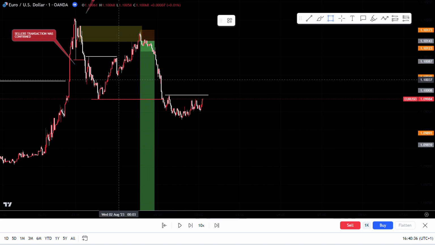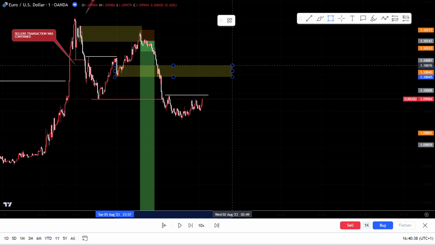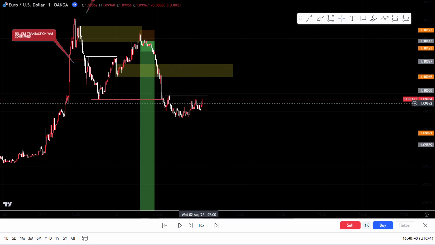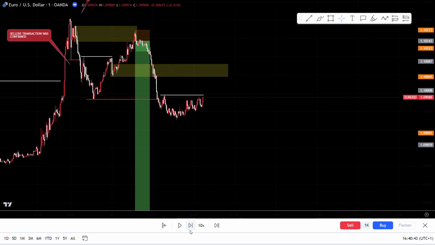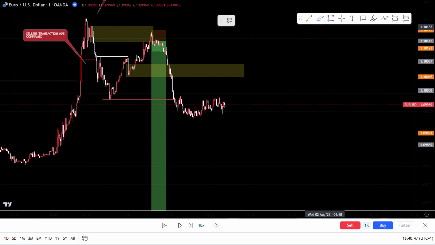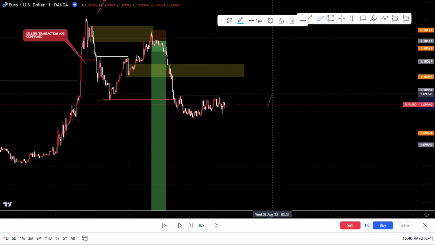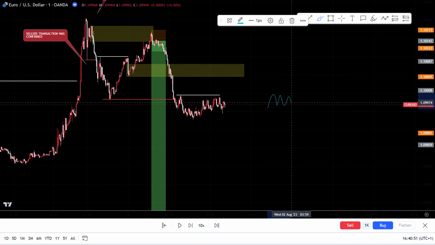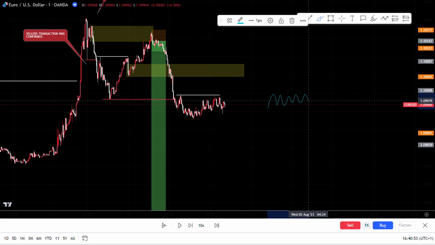Then we should mark the order block above the liquidity. This is the breaker block that is resting just above the liquidity, so the market can mitigate it and go down. See, this is the retailer's trap. The market is trying to form a fake channel for the retailers.